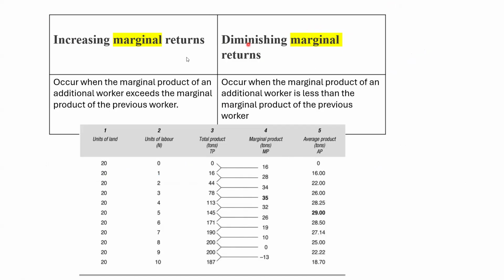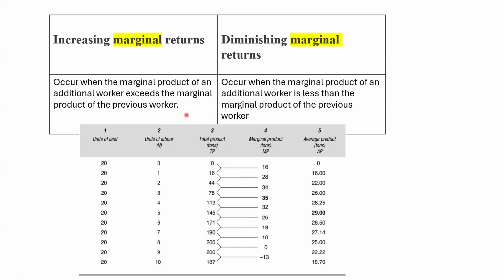And then your increasing marginal return. So the increasing marginal return, they're saying here, occurs when the marginal product of an additional worker exceeds the marginal product of the previous worker. Right, so let's look at marginal. This says increasing marginal return. So obviously you should look at what? Your marginal product, guys. You can't be comparing the total product. It's saying increasing marginal return. So you focus on what? On the marginal product. Even the definition says it occurs when the marginal product of the additional worker exceeds the marginal product of the what?